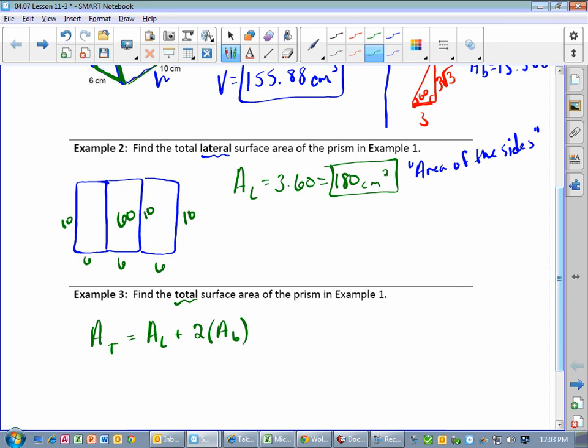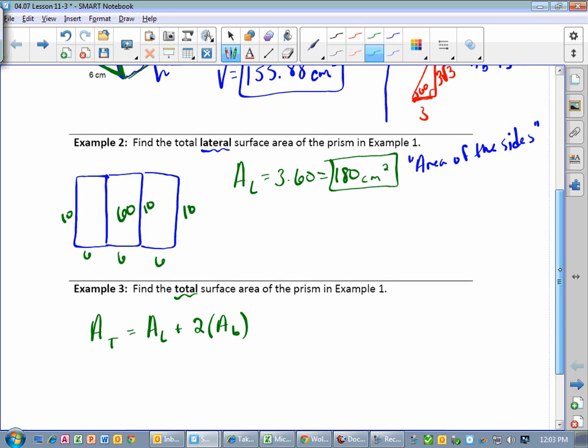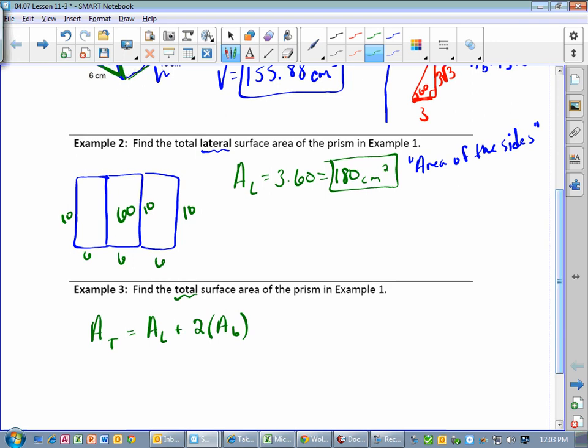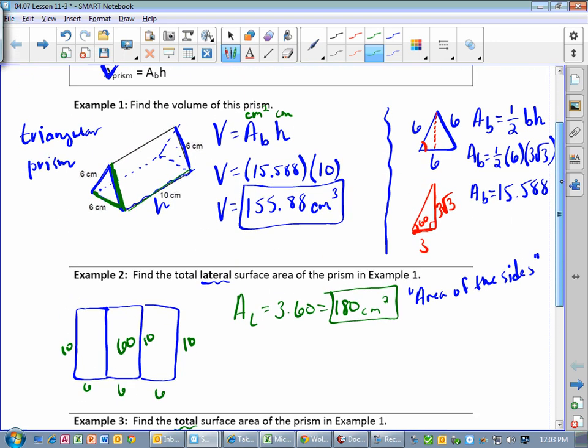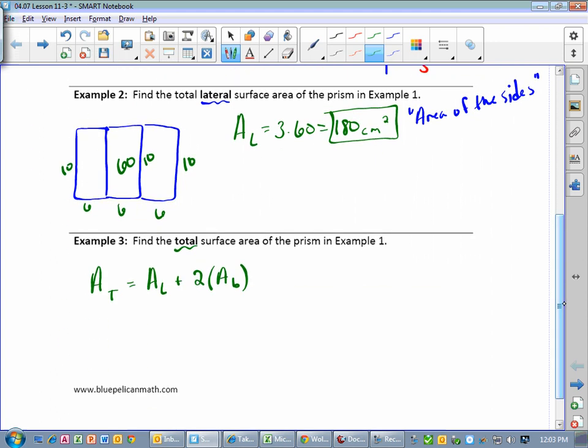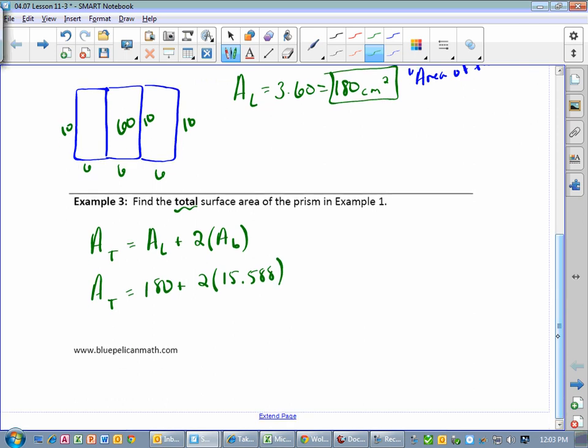Now did we find the area of the base already? Well, yeah, we found it right up here, right? And so we don't have to do any real new calculations, nothing super complicated anyway. We're just going to take our previous values and substitute them in. So we have 180, which was the lateral area, plus 2 times 15.588, which was the base area. And so we evaluate that, and we get 211.176. Double check that.